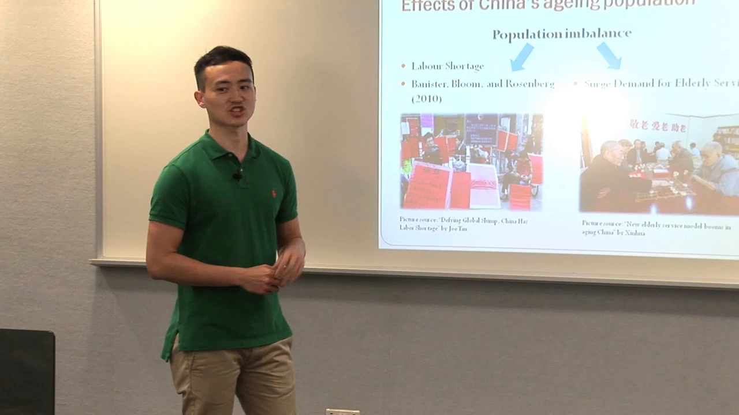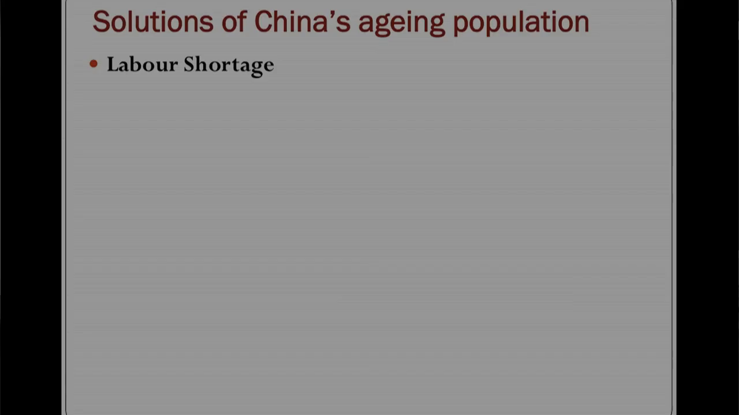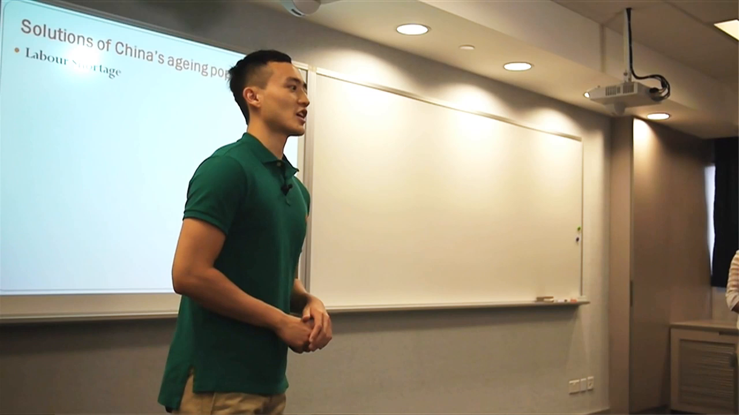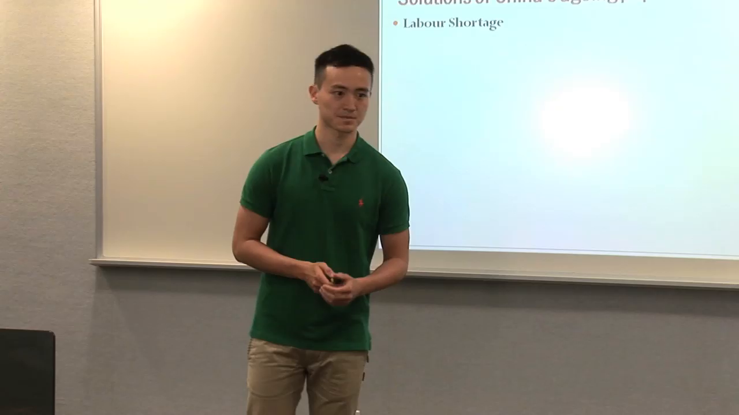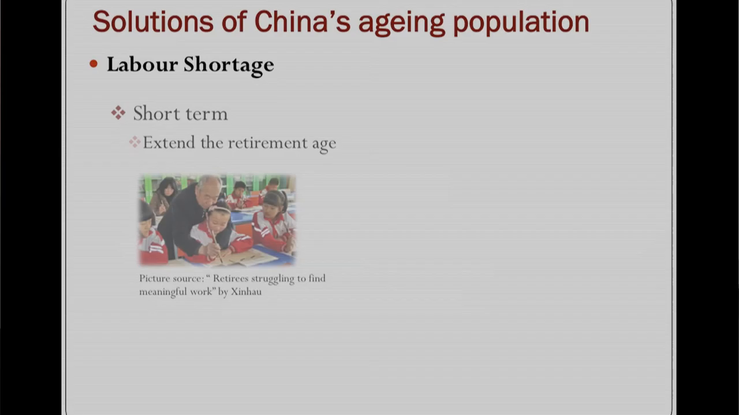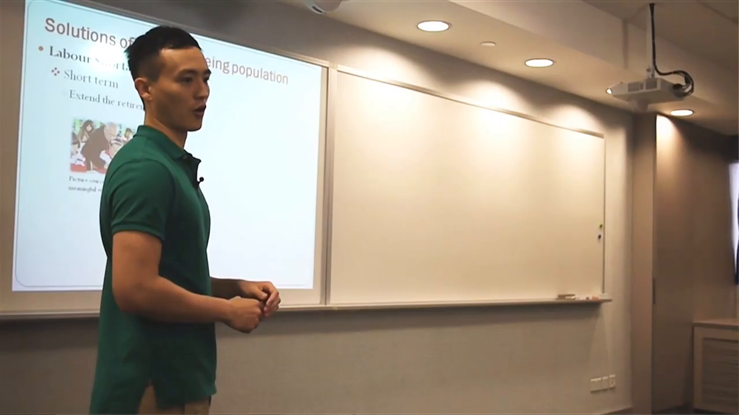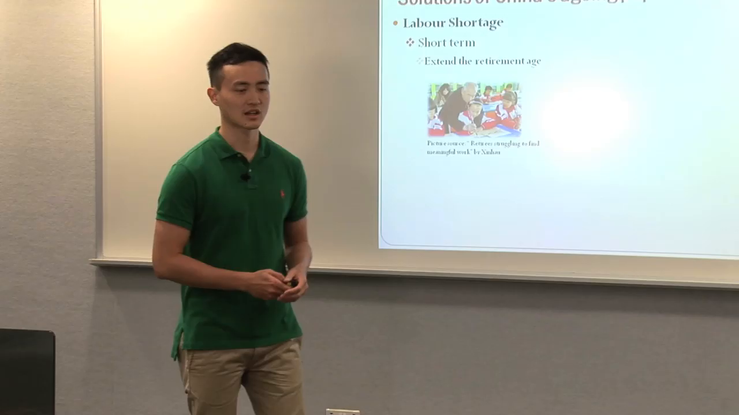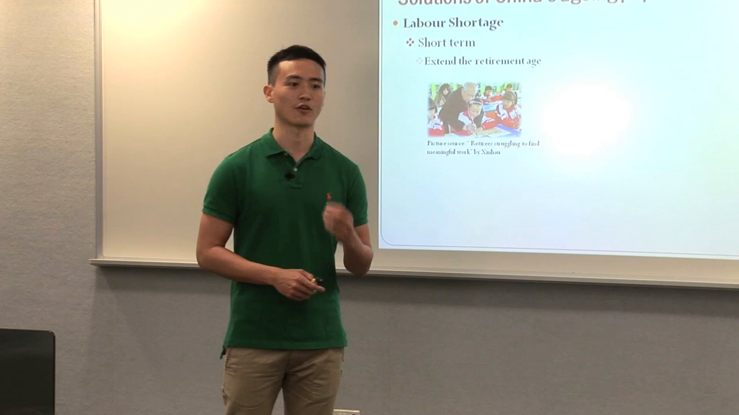Let's now consider some solutions. First, let's look at the possible solutions for a labor shortage. The Chinese government should consider both short-term and long-term solutions. In the short term, the government could extend the retirement age to encourage those over 60 years old who are still able and willing to work to return to the labor market. This would help to stabilize the population of the present labor force.